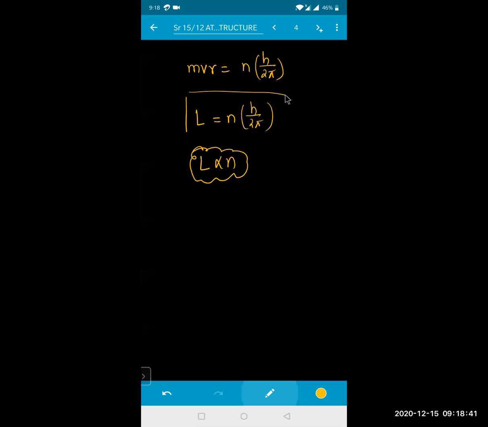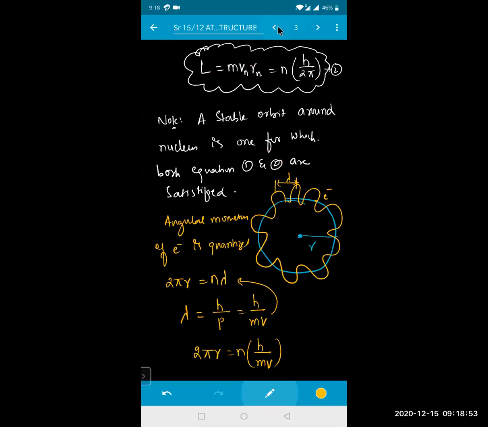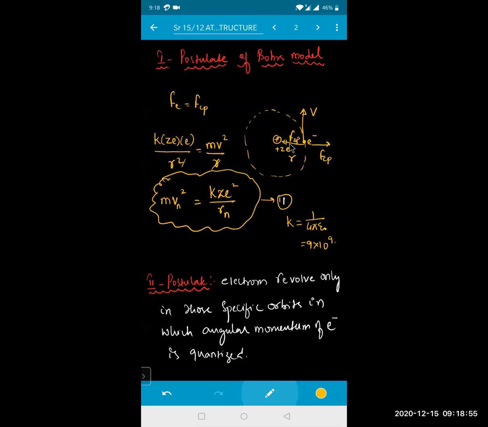So this is the formula of the second postulate derivation, how we got that. L is equal to n into h by 2 pi. Very important for your competitive examinations. The first postulate: every electron revolves around the nucleus in a circular path. That is the reason electrostatic force is balancing the centripetal force. So we get the relation mv n square is equal to k into z square by rn.